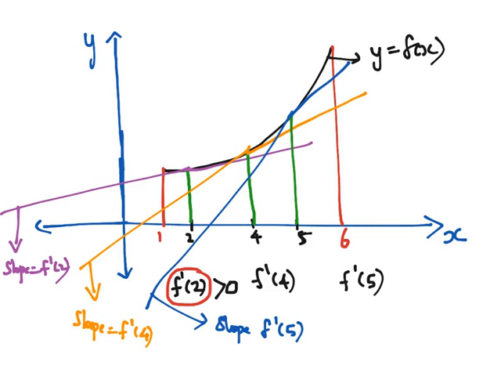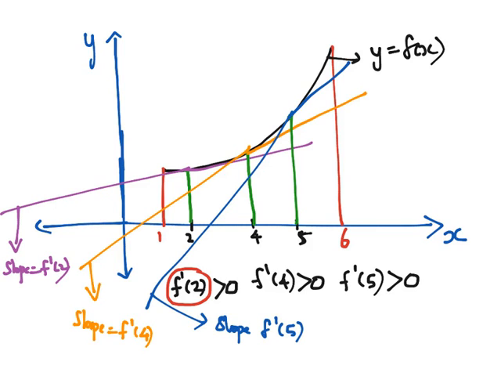What about f dash of 4? It will also be more than 0. What about f dash of 5? It will always be more than 0. Now you might wonder, how can I say confidently that f dash of 2, f dash of 4, f dash of 5, they are all more than 0?